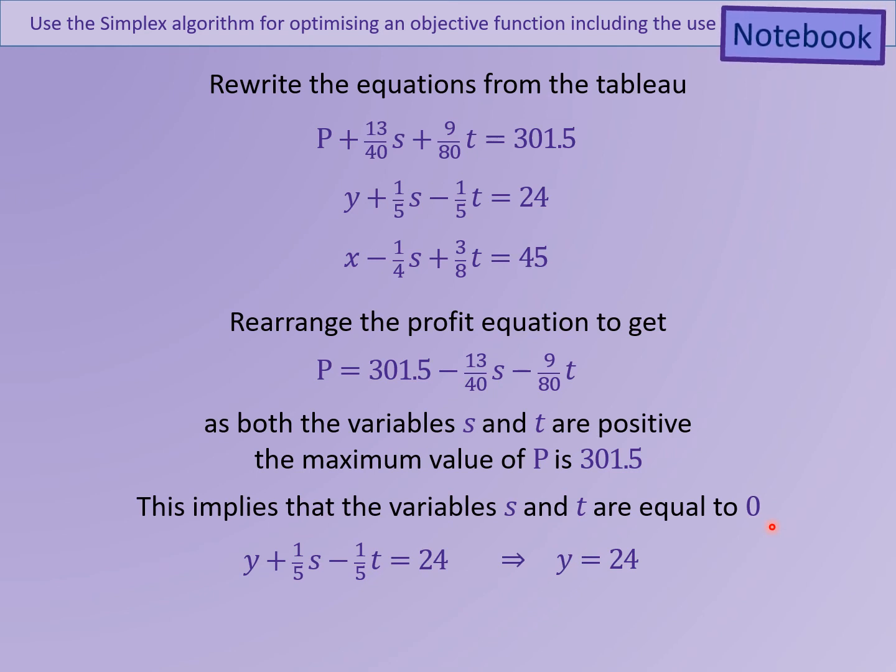So we know that if s and t equal 0, let's go to the other equations. So this equation just here is y plus some amount of s take away some amount of t equals 24. But s and t are 0. So these two can be ignored. Tells you that y equals 24. Same with the bottom line. s and t are 0. We know that from our profit function. So therefore x equals 45. And as you can see, you already knew these answers from our graphical method. We got these values just here.